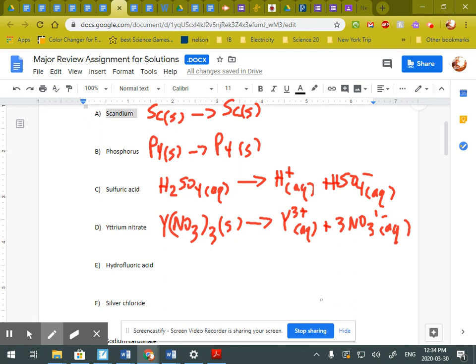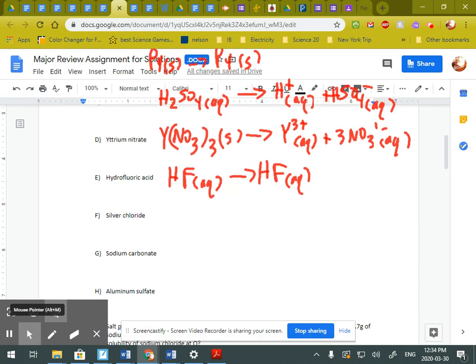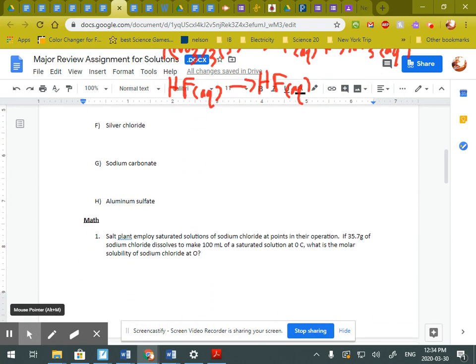Okay, next we have hydrofluoric acid. Hydrofluoric acid is a weak acid. It is below the gray bar. It does not break up. So as you can see, as we're working through all these examples, they all have different rules depending on what they are, right? Okay. Then we have silver chloride.